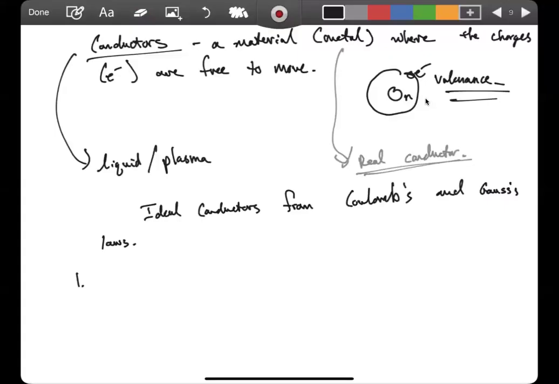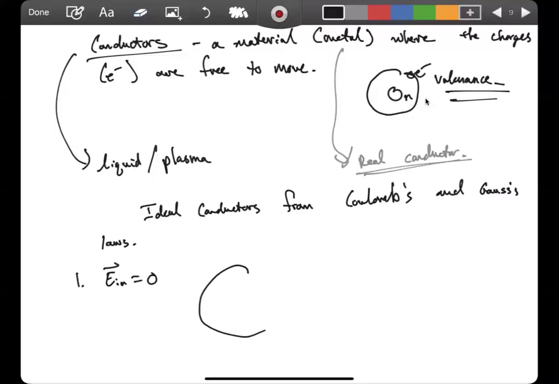So the first thing we can learn is that Coulomb's law tells us that the electric field inside the conductor must be zero. Okay, so the electric field within the conductor has to be equal to zero. So the reason for that is what?